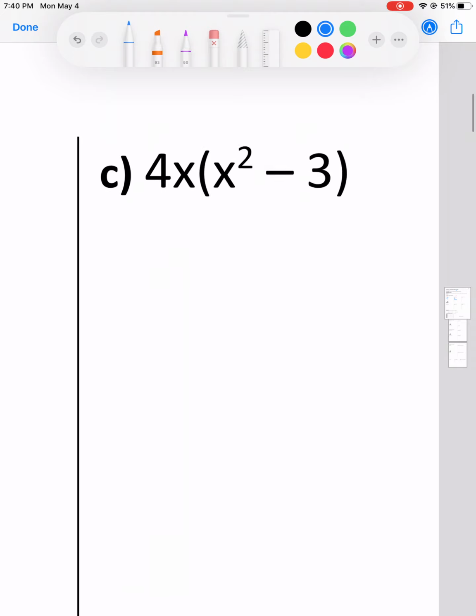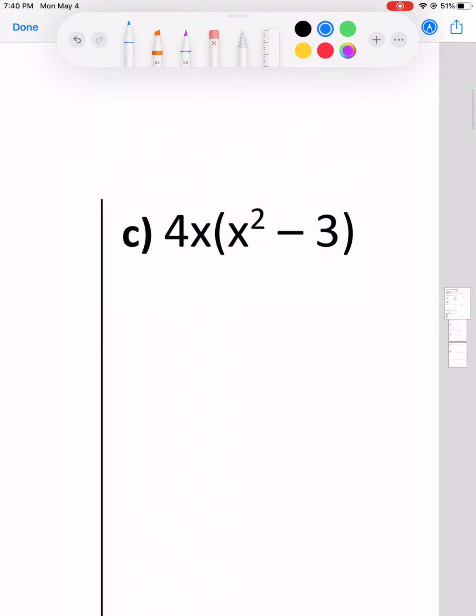Another one. So what are we going to do? We've got 4x times x squared.